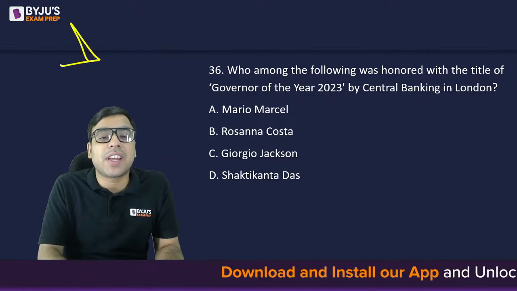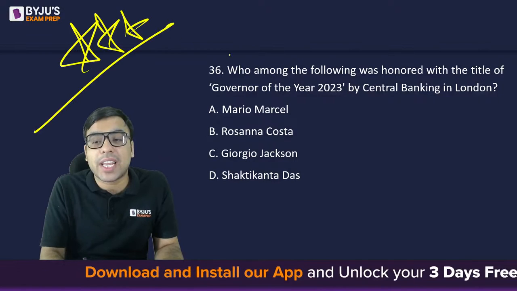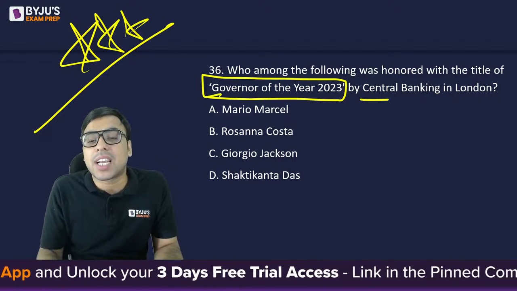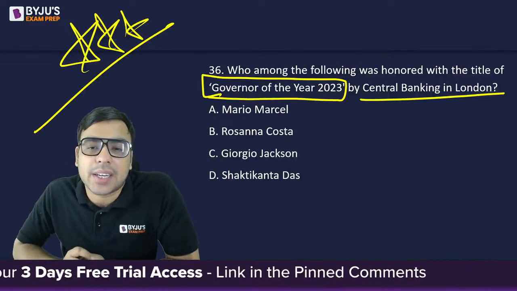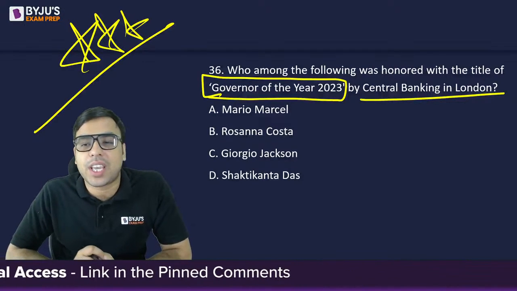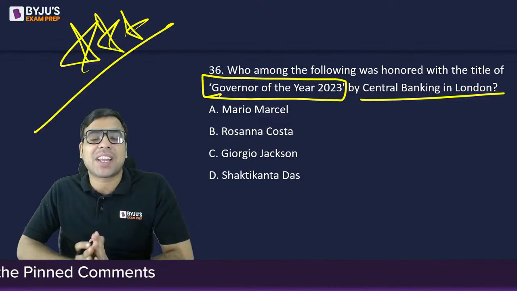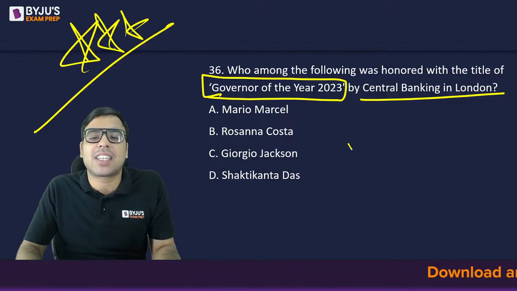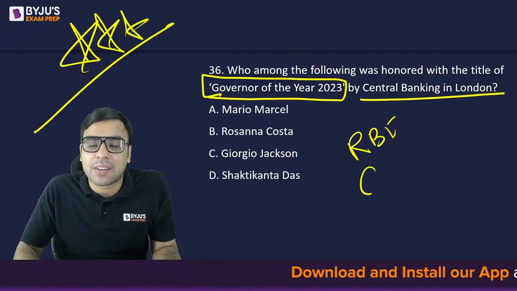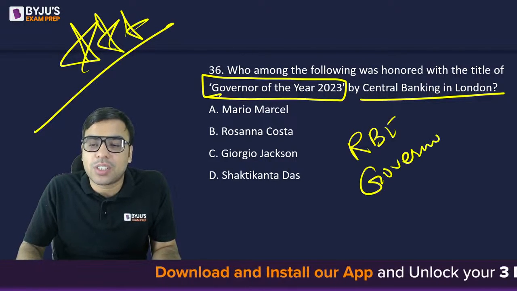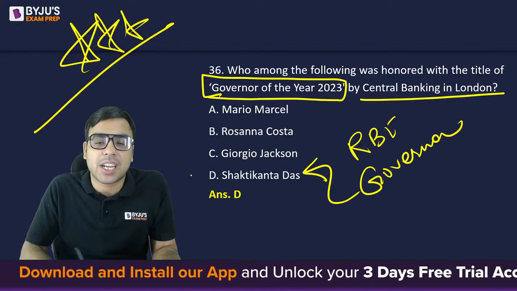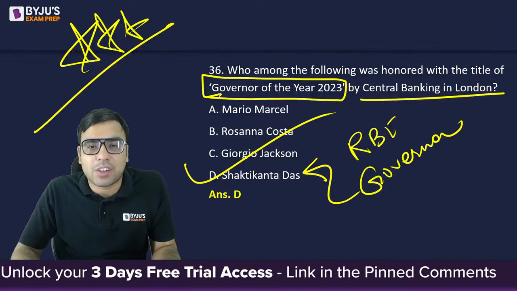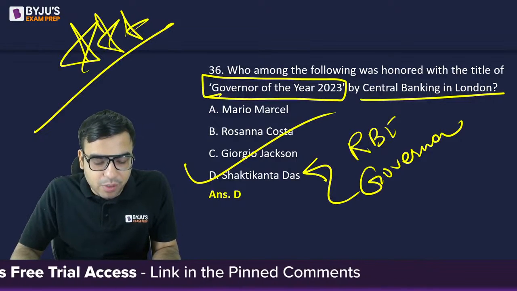The next is very, very, very important. Who among the following has been given the title Governor of the Year 2023 by Central Banking in London? So आपको बताना है किसको ये अवार्ड दिया गया है. And why I'm saying very, very important, because the person is Indian. ठीक है, so he is none other than the RBI Governor of India. Okay, so who is the RBI Governor of India? So Mr. Shaktikanta Das. So D is the right answer to this question. I hope you all are aware of it. तो थोड़ा आसान भी क्वेश्चन था, अगर आपने पढ़ा होगा तो आप आंसर कर दोगे.